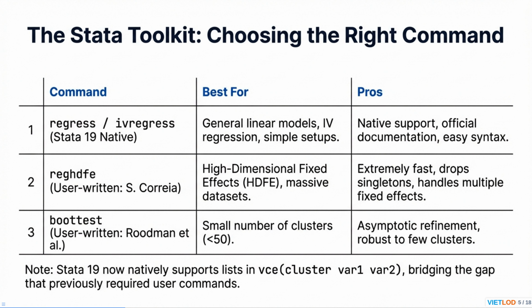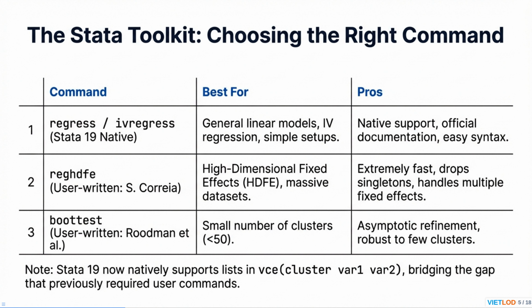To effectively implement multi-way clustering and other robust inference techniques, it's crucial to select the appropriate Stata command. This slide provides an overview of the main tools in our toolkit. First, we have Stata's native regress and ivregress commands. As of Stata 19, these are excellent for general linear models and simple setups, as they now directly support multi-way clustering syntax. Second is the user-written reghdfe command by Sergio Correa. This is the gold standard for models with high-dimensional fixed effects, or HDFE, such as when you have thousands of firm fixed effects. It's extremely fast and efficiently handles massive datasets, even automatically dropping singleton observations.